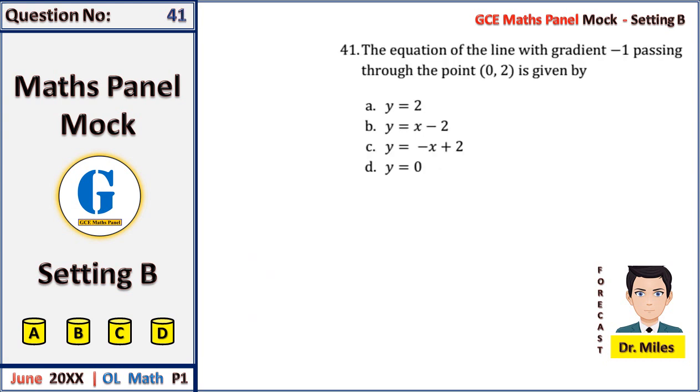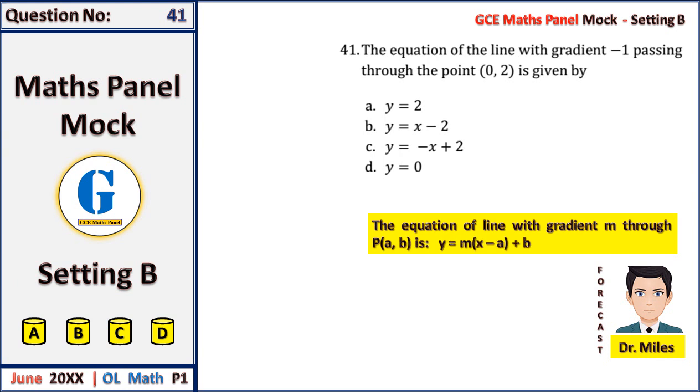41. The equation of the line with gradient -1 passing through the point (0, 2) is. Normally, the equation of a line with gradient m and passing through the point (a, b) is given by y equals m(x minus a) plus b. Putting these values into this formula gives us y equals minus x plus 2.